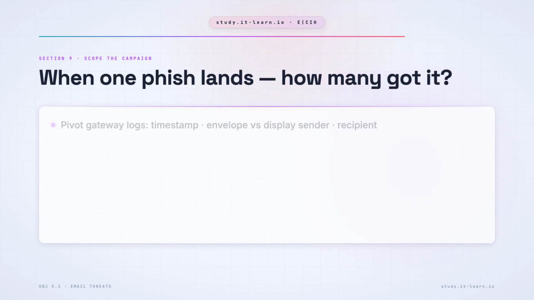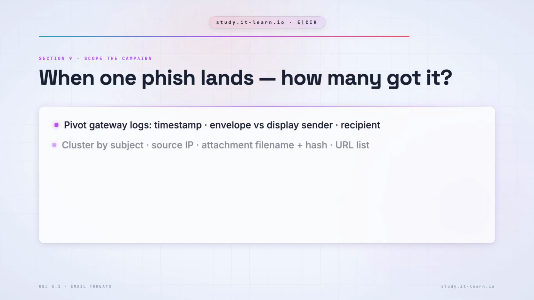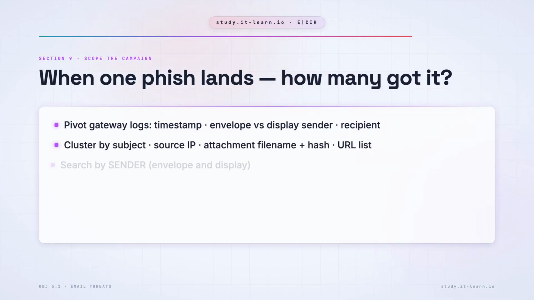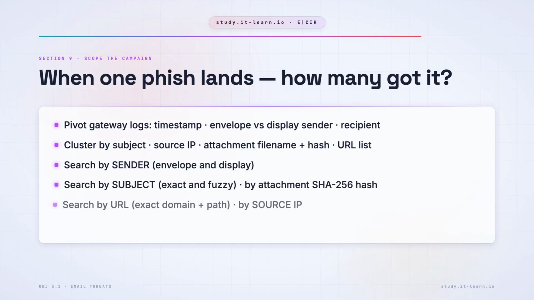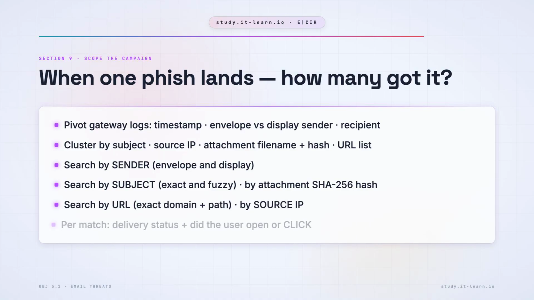When one phish lands, your job is scope. How many users got it? Pivot through your email gateway logs on the key fields: timestamp for the timeline, the envelope sender versus display name, recipient for scope, subject to cluster the campaign, source IP for attribution, attachment file name and hash, the extracted URL list, and the action taken: delivered, quarantined, blocked, or stripped.